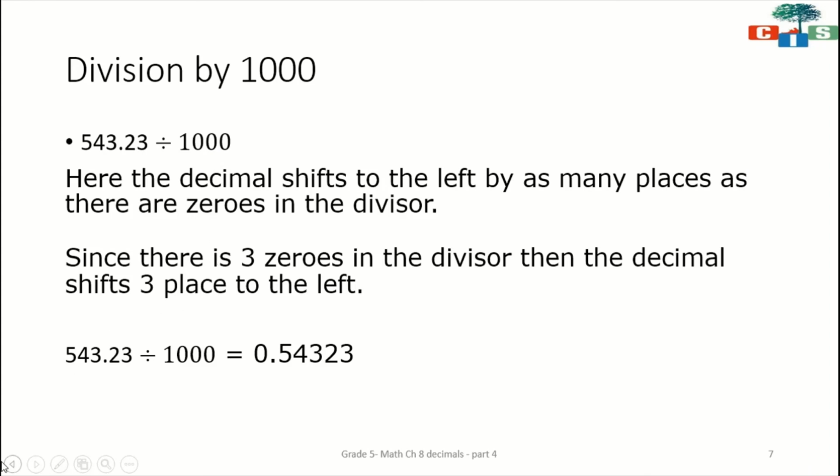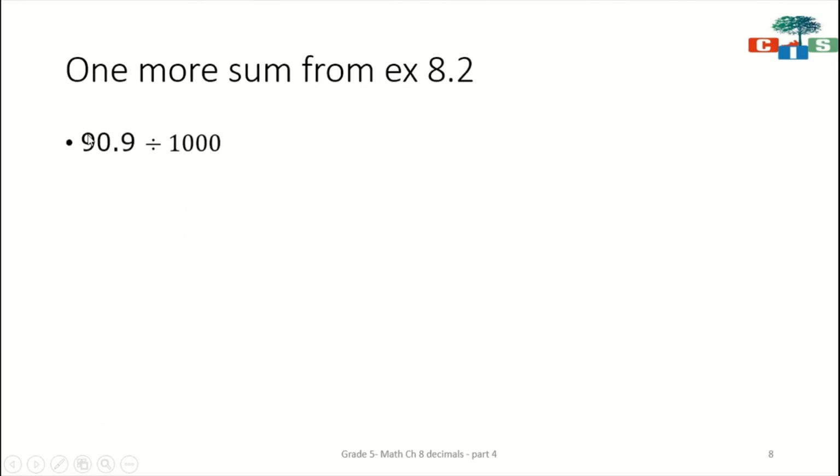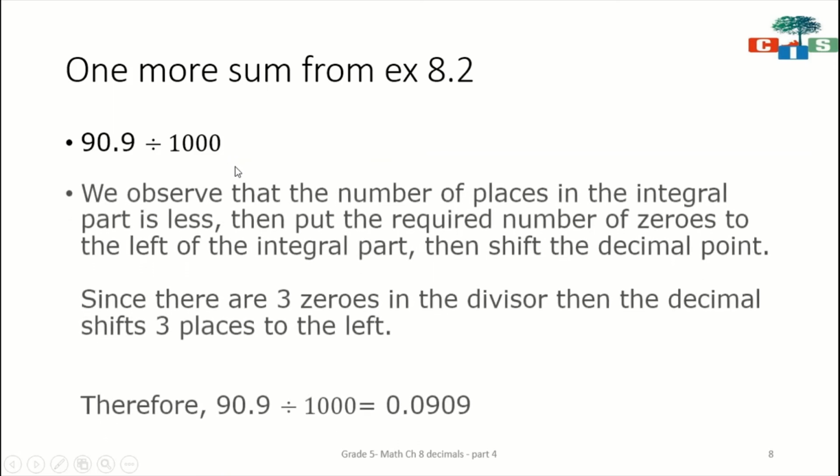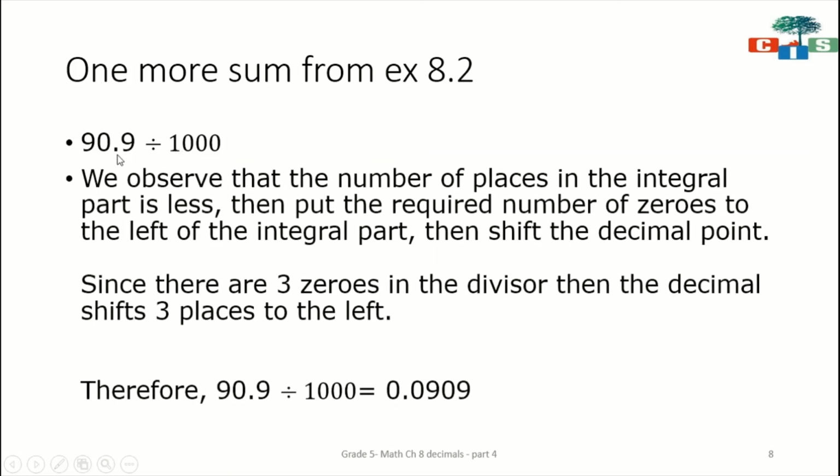Okay, scholars. So scholars, we will see one more sum related to it, that is 90.9 divided by 1000. Again scholars, our first task is to count the number of zeros in the divisor. Here we have divisor as 1000. How many zeros do we have in 1000? 1, 2, 3. So we have 3 zeros in 1000. That means we have to shift this decimal point to its left by how many digits? Yes, by 3 digits, because we have 3 zeros in the divisor.